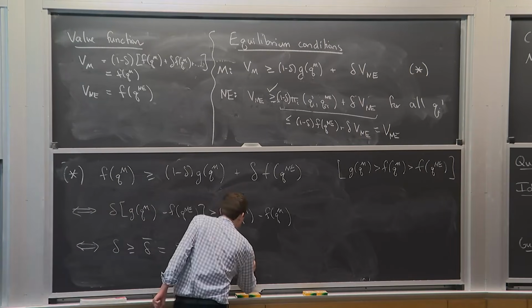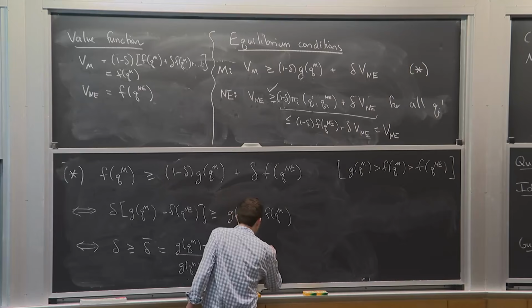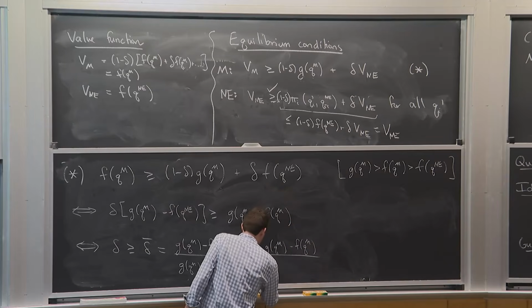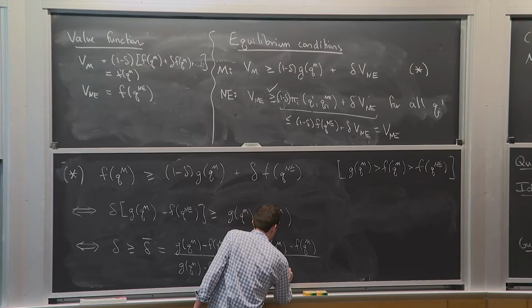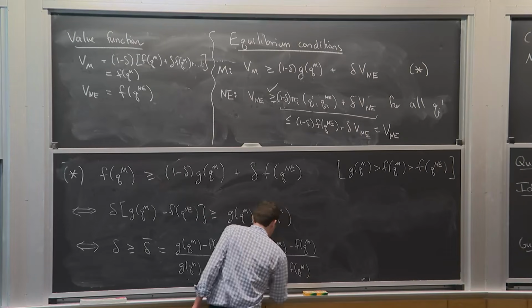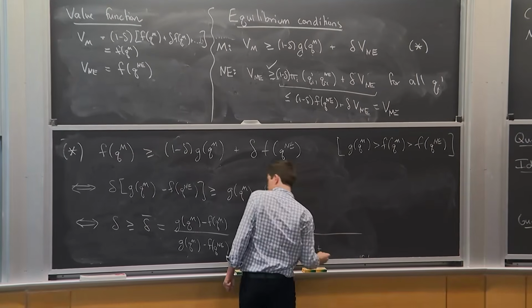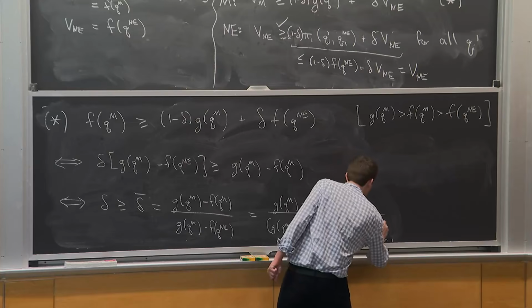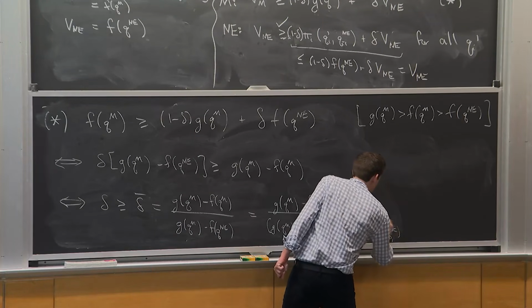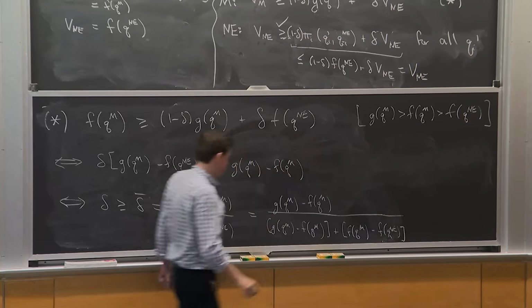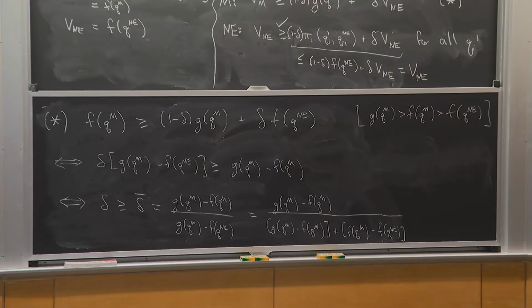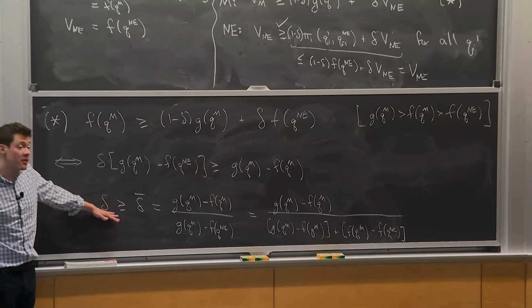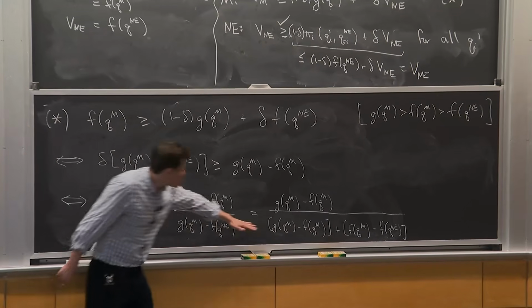And I sometimes think it's easier to decompose it this way. So this is G of... okay. So as we expected, this is going to be a subgame perfect Nash equilibrium if delta is large enough, if the players are patient enough.